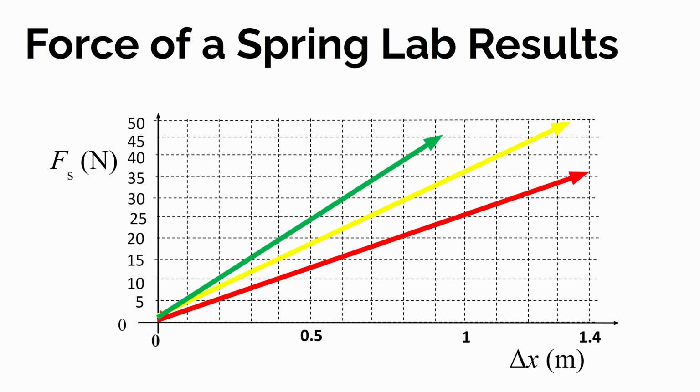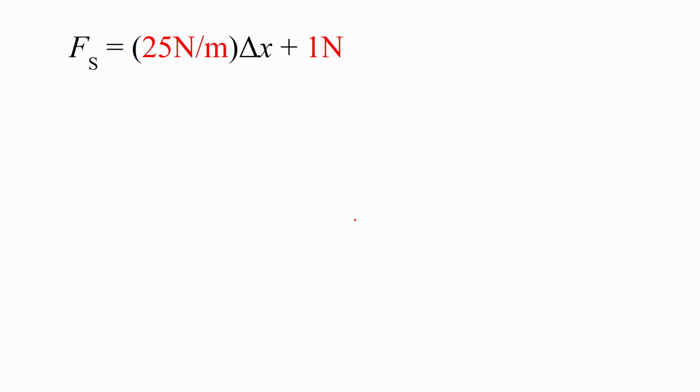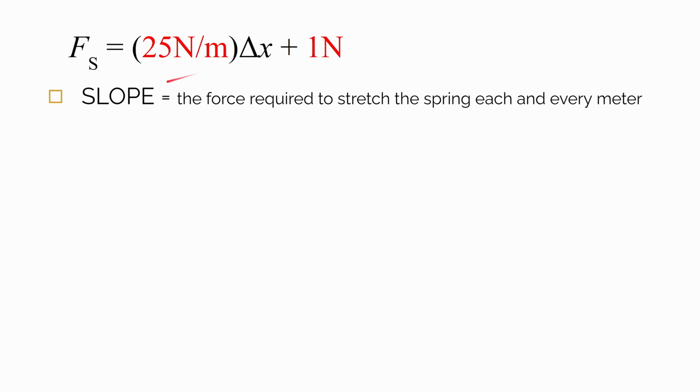We didn't reason it away to be zero. So let's look at an example of an equation from a red spring. The red springs had slopes around 25 newtons for each meter. The green springs were around 50 newtons for each meter, and the yellow springs were around 35 newtons for each meter. Well, our consensus was that the slope was telling us the force required to stretch the spring each and every meter. A higher slope value means it takes more force to stretch the spring for each and every additional amount of stretch. The green springs were harder to stretch, so that makes sense. They had a higher slope value.